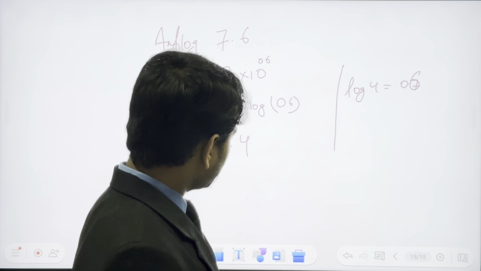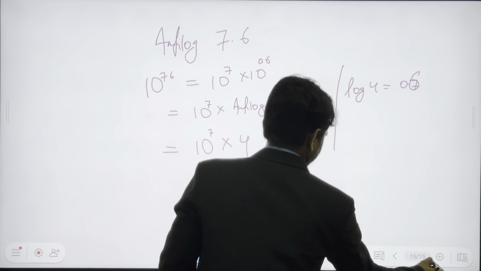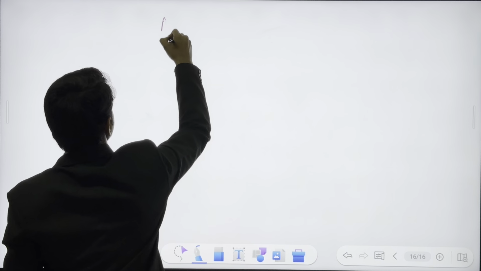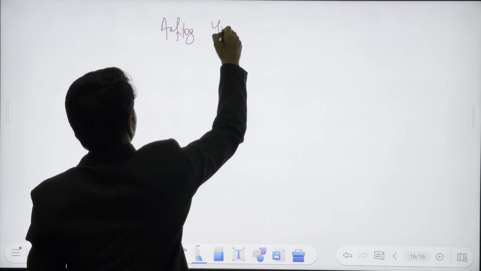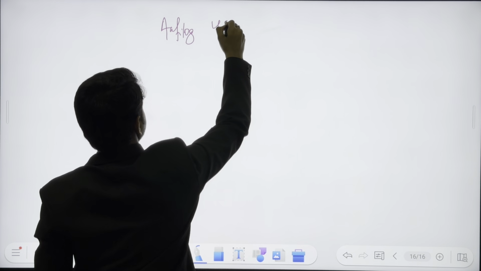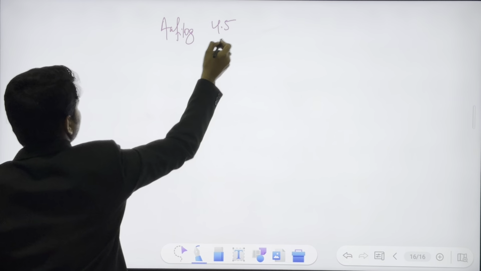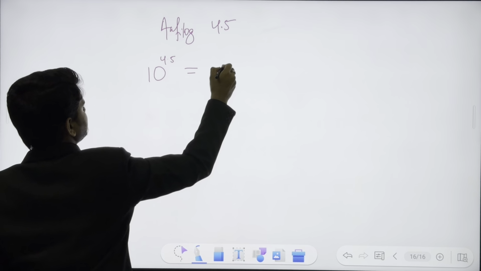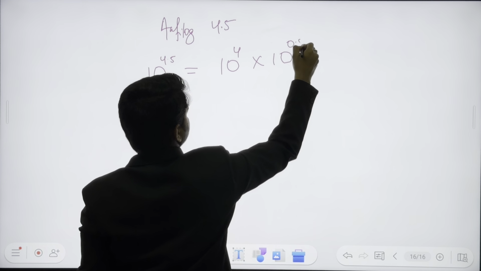Sir, all the time we got 0.6, 0.7, values we know. Let's do one more question. What if you have been given anti-log 4.5? Again the same process, guys. Anti-log 4.5 can be written as 10 to the power 4.5, and this can be written as 10 to the power 4 into 10 to the power 0.5.